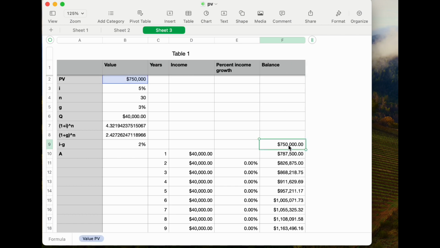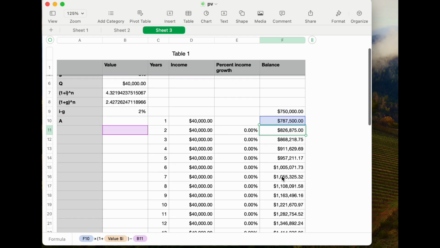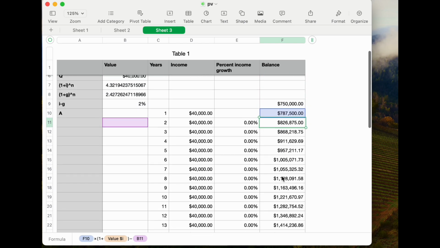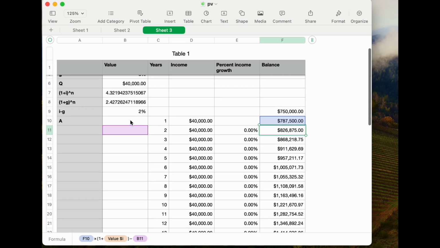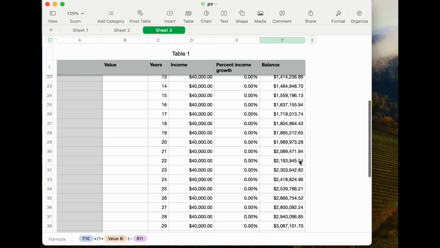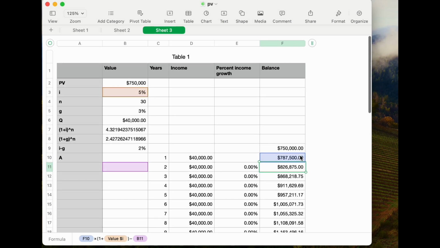So we start with 750,000. The next year it'll increase by 5%, and the next one 5% above that. Notice that this keeps growing because I haven't put any payment amount in yet, so nothing's getting withdrawn, so it just keeps growing at the 5%. Next, we'll input our first payment equation into cell B10.